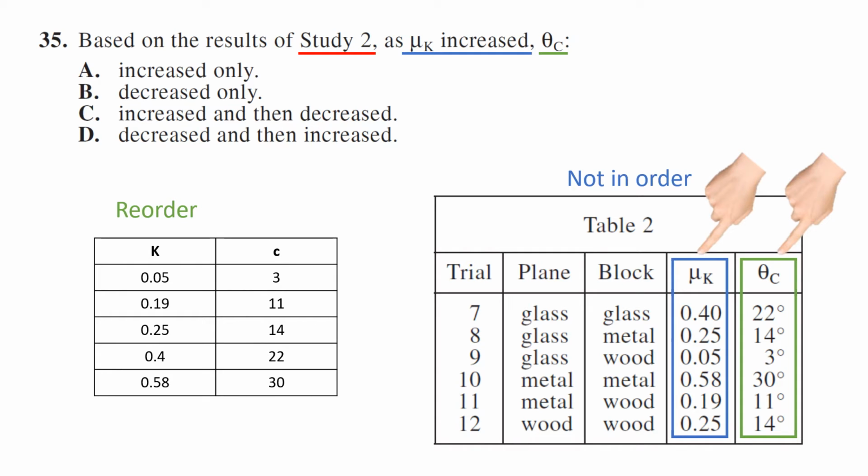So reordering them, start with 0.05 to 0.19. There's two 0.25s that have the same values, so you only have to count them once. 0.4 and then 0.58. So as K gets bigger, C gets bigger as well, increased only.